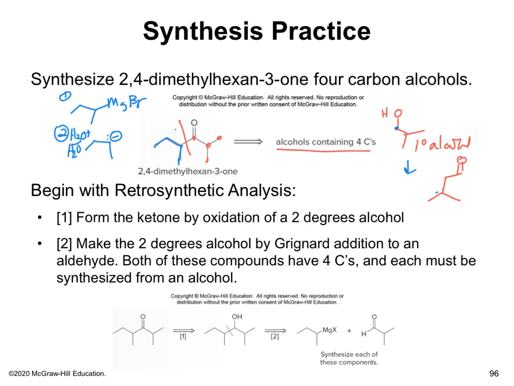I got too many carbons. 1, 2, 3, 4. Yeah, let's make sure we only have 4 carbons. So if we have this aldehyde, how do we do that? We do the oxidation with PCC. So PCC oxidation to the aldehyde, step 1. Step 2, the Grignard, and then quench. And what does that make?